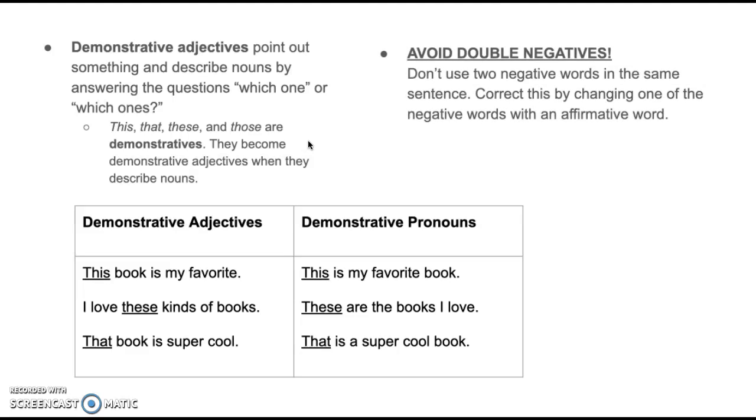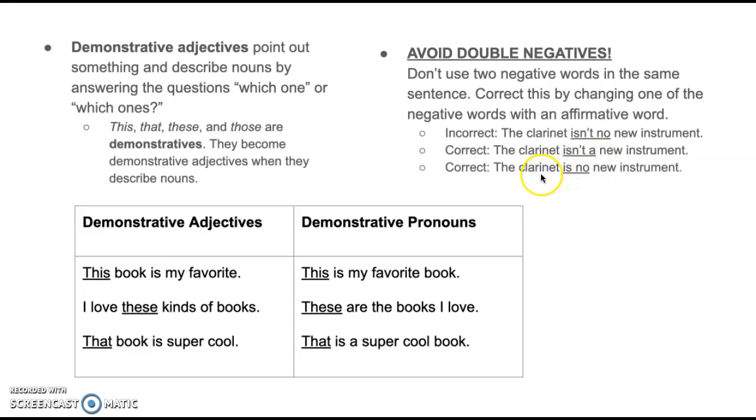Avoid double negatives. Don't use two negative words in the same sentence. Correct this by changing one of the negative words to an affirmative word, like this. The clarinet isn't no new instrument. There's two negatives in there, not and no. Let's correct that by saying the clarinet isn't a new instrument, or the clarinet is no new instrument.